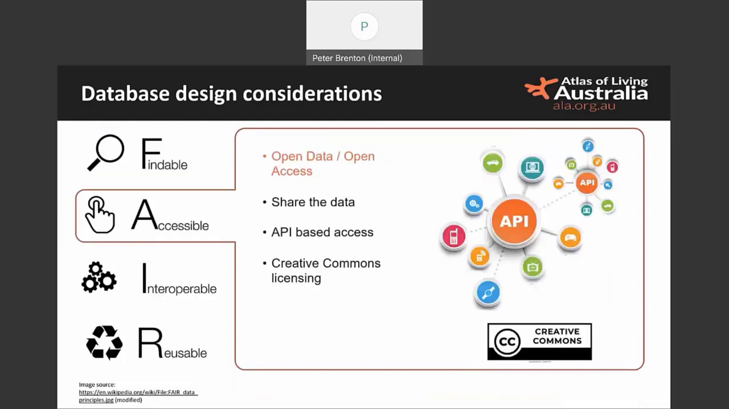In terms of accessibility, open data and open access are the keys, and that includes things like, obviously, having a sharing approach to the way you do things, but also using application programming interfaces, APIs, to allow machines to be able to talk to each other. So external machines to be able to talk to your database and vice versa. And also using open licensing, such as Creative Commons licensing, where it reduces the constraints on downstream users being able to access and use your data.